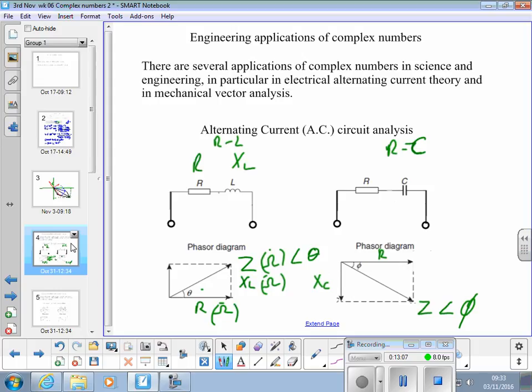I wouldn't get too hung up at the moment on exactly what these are electrically, because we're in maths mode. So you're going to be given any electrical information that you need. Right?